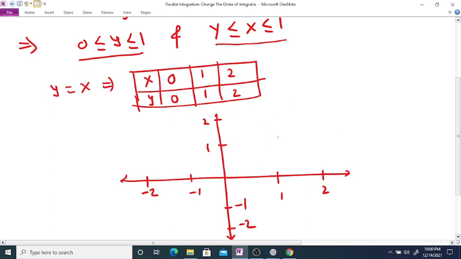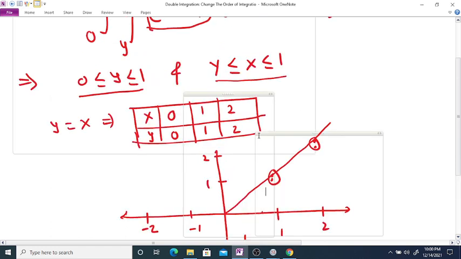This is the point (1, 1) and this is (2, 2). If we join these points, then we get this line. See, this is the point (2, 2) and this is (1, 1). Next, y equal to 0.